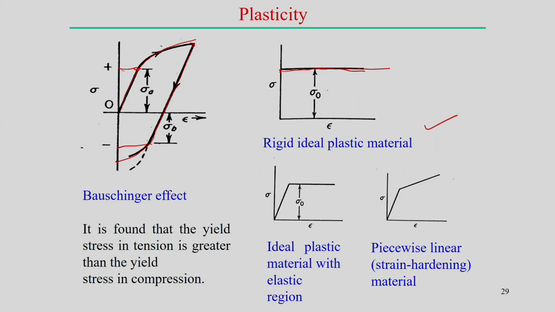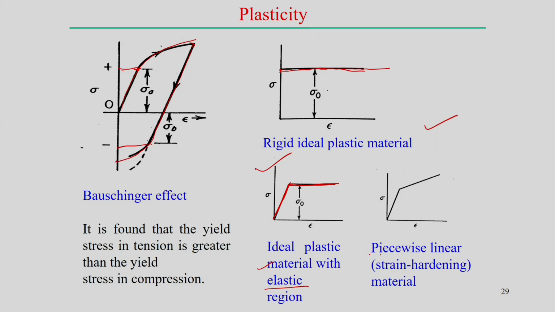And of course, we can see an ideal plastic material with the elastic region. That means this linear part, called the elastic part, exists within the material, but there is no strain hardening effect; the curve is simply parallel to the strain axis during the plastic deformation zone. So, this is called the ideal plastic material with the elastic region.